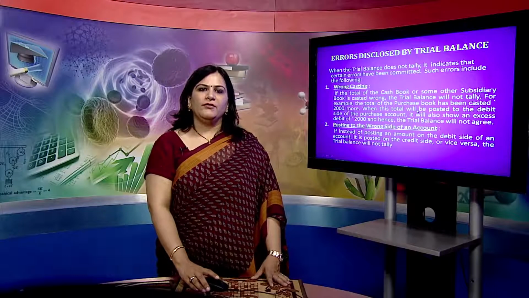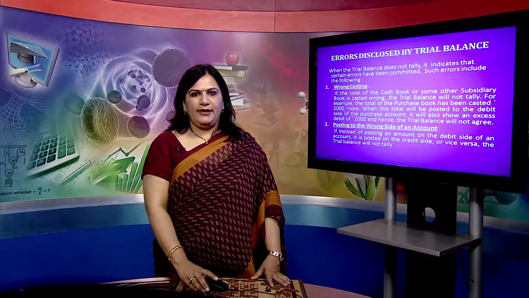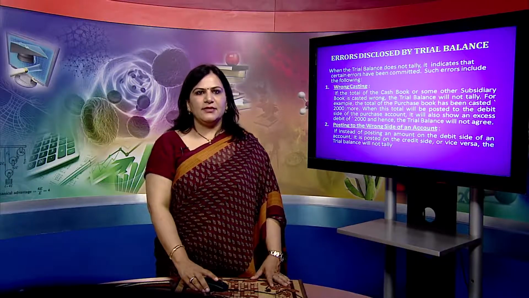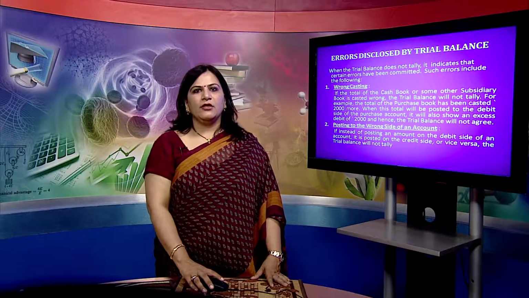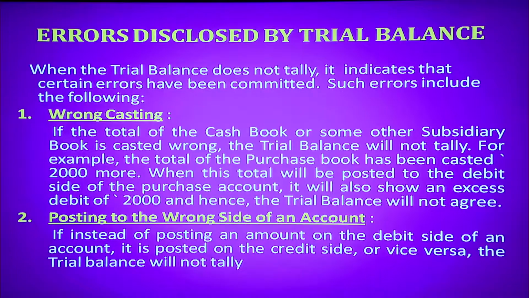Now, when the trial balance does not tally, it indicates that certain errors have been committed. So, there are errors which are disclosed by the trial balance. These errors can include the following types. The first is wrong casting. If the total of the cash book or some other subsidiary book is casted wrong, the trial balance will not tally.